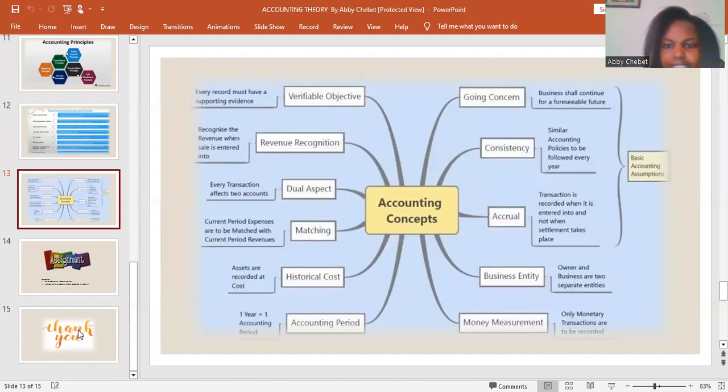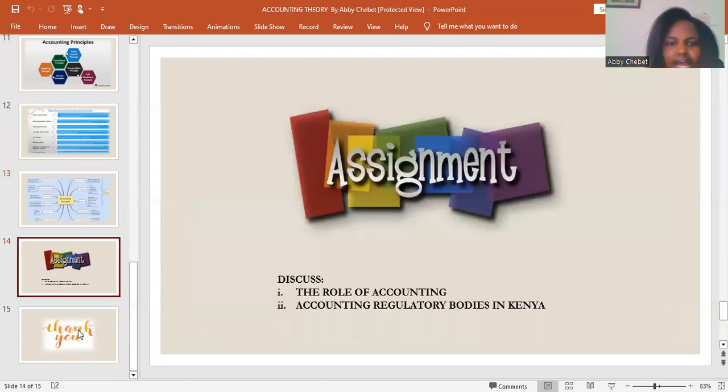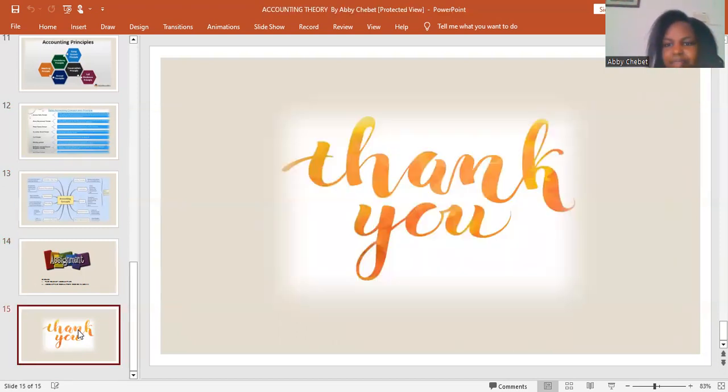So please look at these accounting concepts. Look at every one of them as we've just looked at them and revised them. And then here is your assignment. Please discuss the role of accounting and accounting regulatory bodies in Kenya as groups, and make sure that you submit. I have handed my email to the class representative. Please submit by next week, Friday, when we meet next.